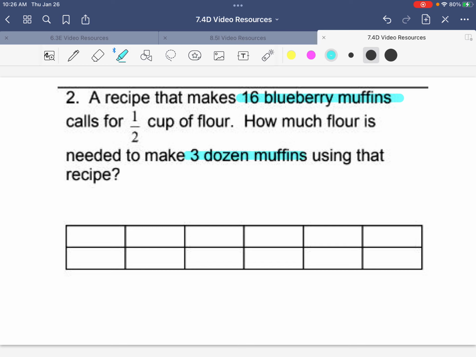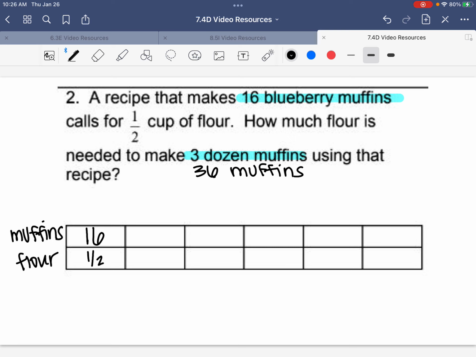Well, I know that 1 dozen is 12 muffins. So 3 dozen would be 36 muffins because I want to make sure that I'm comparing the same things. So for our recipe for 16 blueberry muffins, I'm going to label 16 right here because this is muffins. And that calls for half a cup of flour. But I want to know how much flour is needed down here to make 36 muffins.